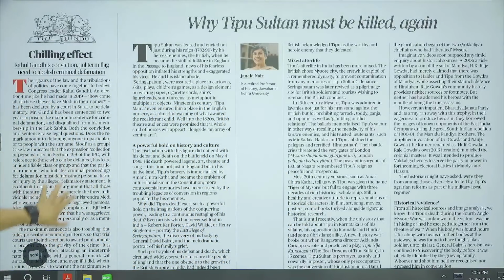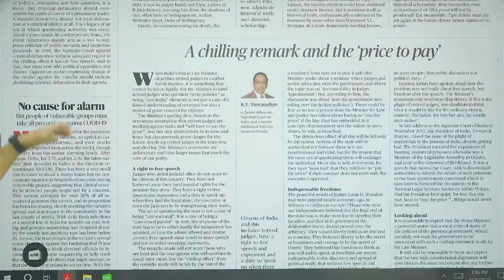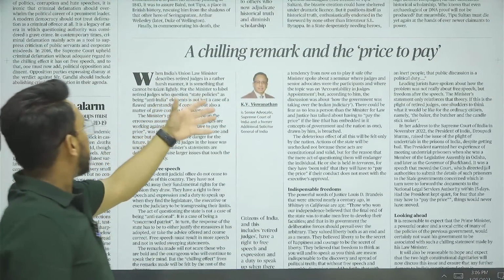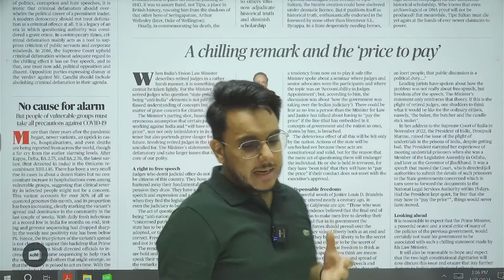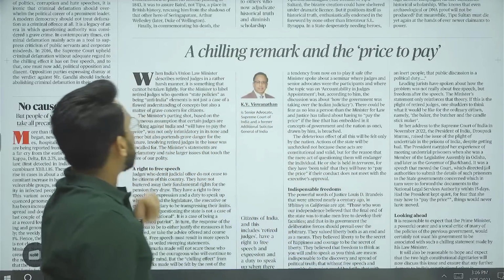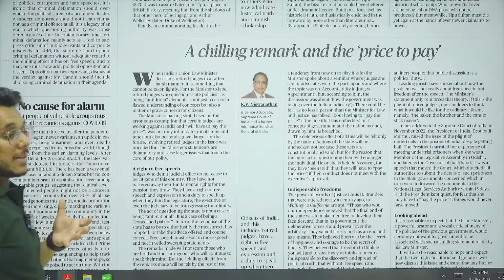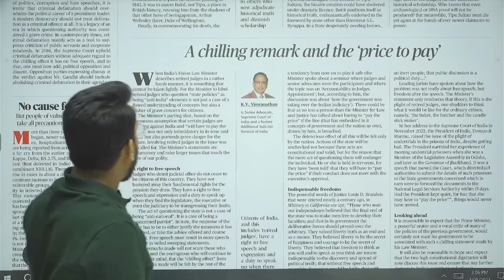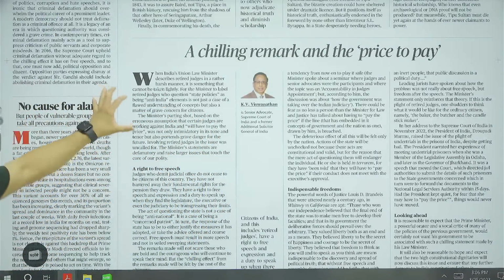Rahul Gandhi's conviction, where we will see the Representation of the People Act; a chilling remark, and the price to pay. This article talks about the recent statement by the law minister, where it has been said that some of the judges are acting in an anti-India manner. We'll see this particular article.